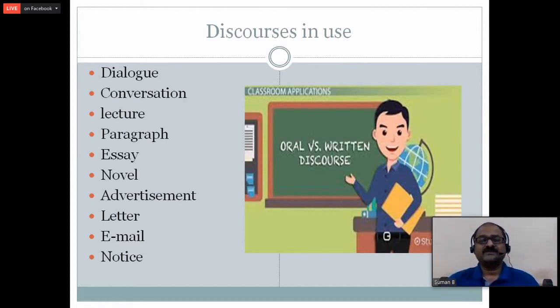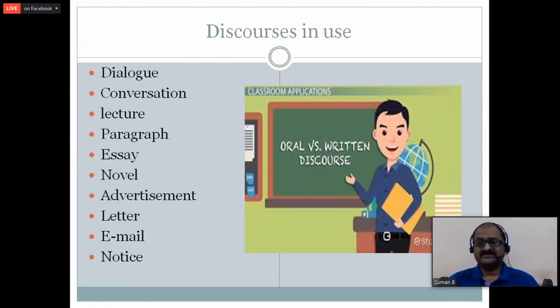So as all of you can see, the context varies for each of these discourses, and also features vary. Right? For example, advertisement. You can't just talk about a product and say it is an advertisement, especially if you see it in a newspaper. It has some features to be followed. It should have a heading. It may or may not have some pictures, some information about what is being advertised.